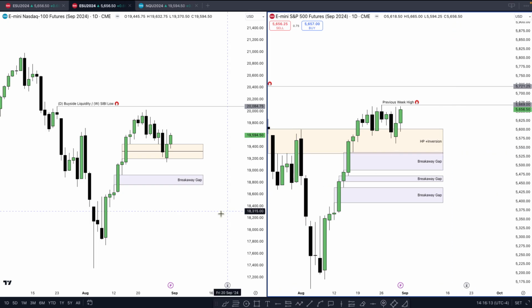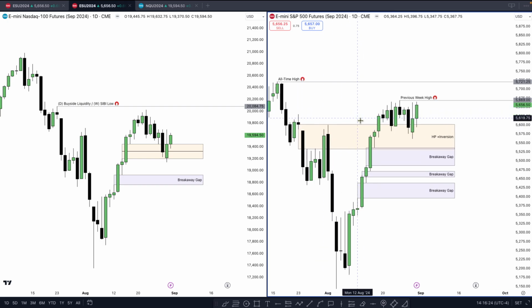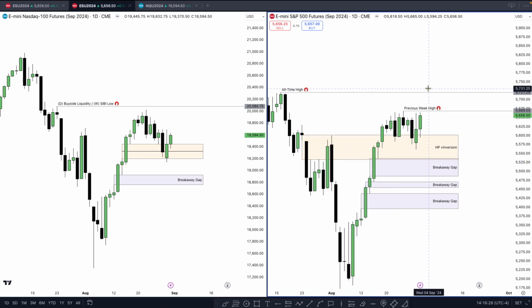So I want to see, just like Nasdaq did here, and this is what we discussed last week. So at this moment, right, when we closed on August 19th, we closed above this SIBI that we discussed. You want to see these things remain as a breakaway gap if we are going to see continued bullish prices.